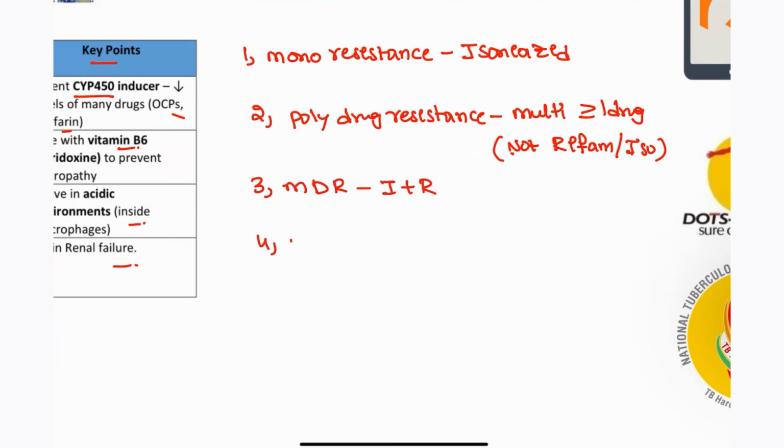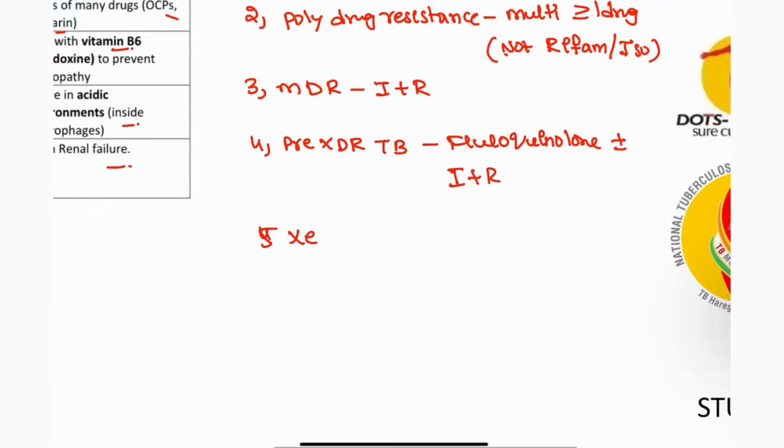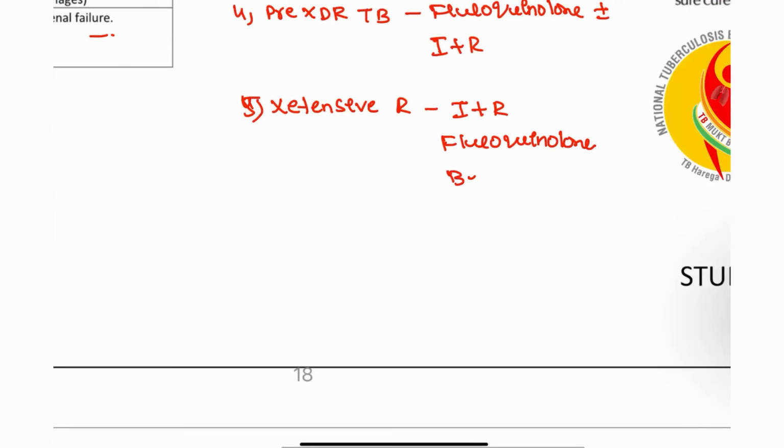Next, the fourth one, this is pre-XDR TB resistance. That means multiple drugs will be resistant, and along with that, fluoroquinolone is also resistant. Either the patient will be resistant to isoniazid, rifampicin, plus fluoroquinolone also. Next, extensive resistance. In this patient, isoniazid, rifampicin, and one of the fluoroquinolones, and another drug, bedaquiline, are also resistant.